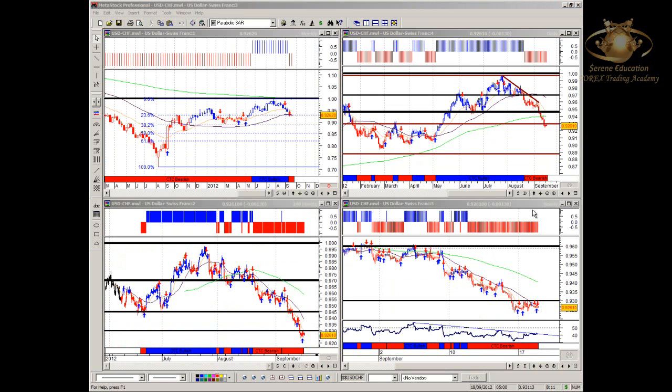Just be aware of that. On to US dollar Swiss franc. Let's have a look at this pair on the weekly.